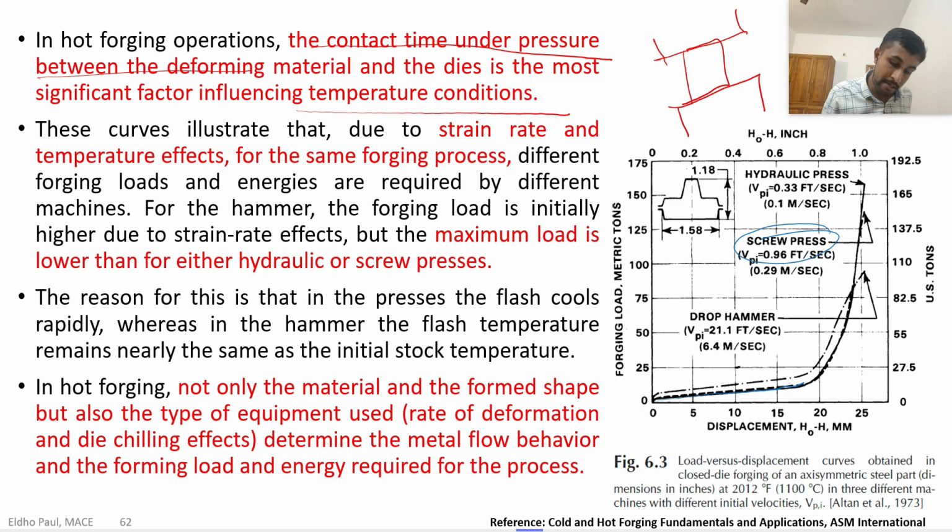So when we use three machines for the forging of the same material, we can see the strain rate and the temperature effects for the same forging process are different. Because if we supply an impact load, the strain rate is different. If we use press forging or hydraulic forging, then the strain rate is different. So in each machine, the strain rate is different. This strain rate affects the temperature also, and the strain rate and the temperature affect the metal flow. So in hot forging, not only the material and formed shape, but also the type of equipment used, the rate of deformation, that is the strain rate, and chilling effects determine the metal flow behavior, the load and energy requirement in the process.